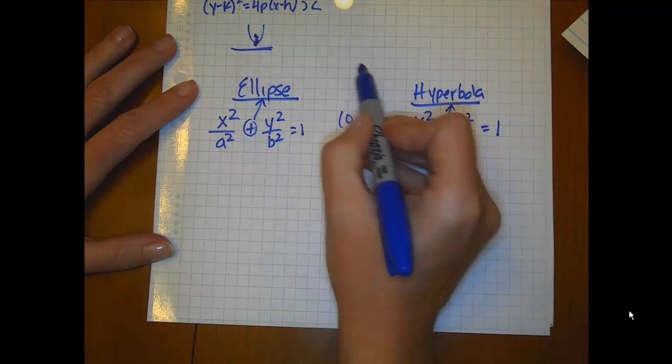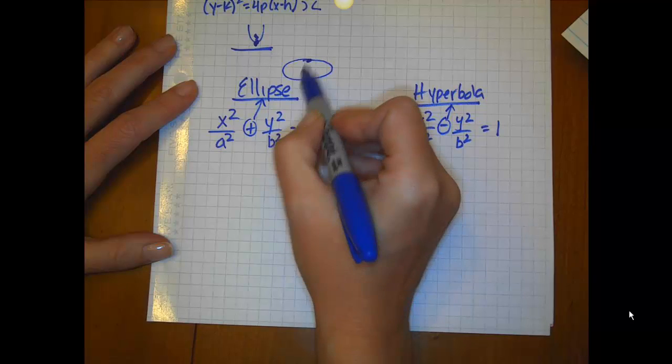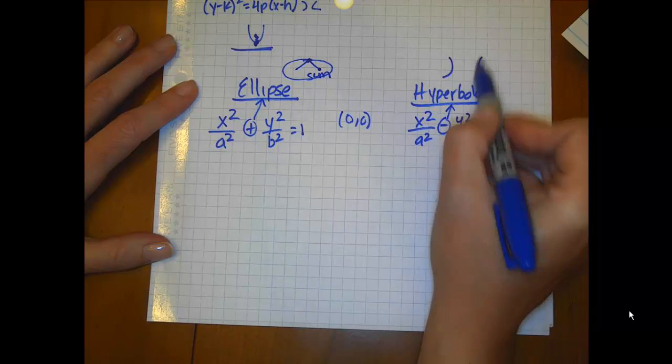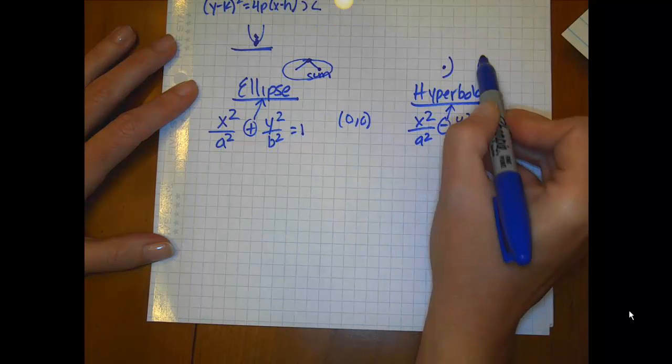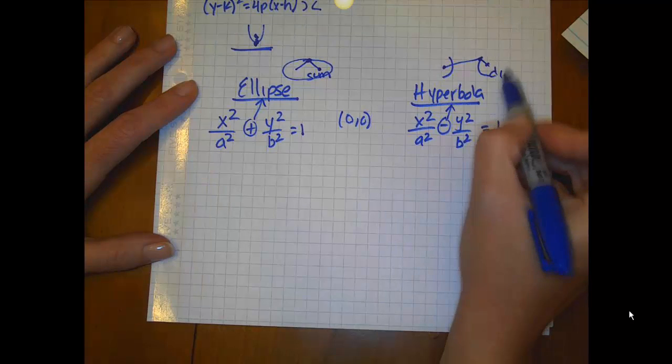And that should make sense, because in an ellipse, when you take any point on the ellipse to its foci, the sum is constant, versus in a hyperbola, whenever you take a point on the hyperbola to each of its foci, its difference is constant.